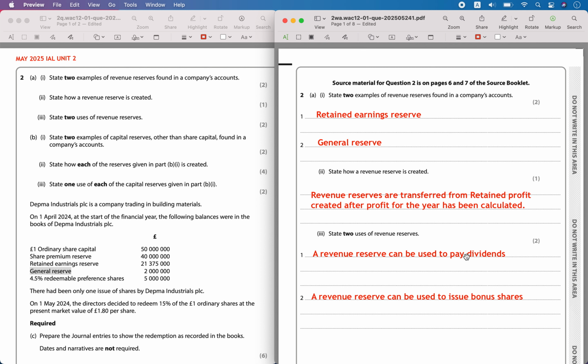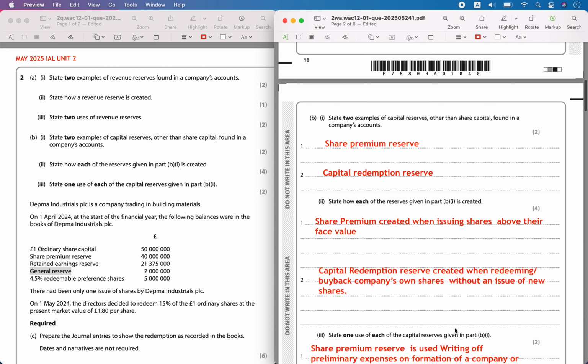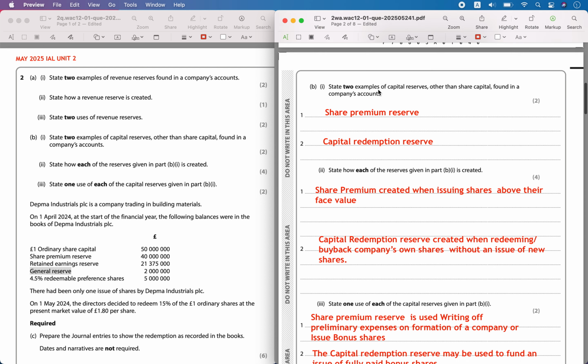State two uses of revenue reserve. What is the use of this revenue reserve? One is I can pay some dividends, or I can issue bonus shares, or I can also issue new shares. So that's the use of revenue reserves.